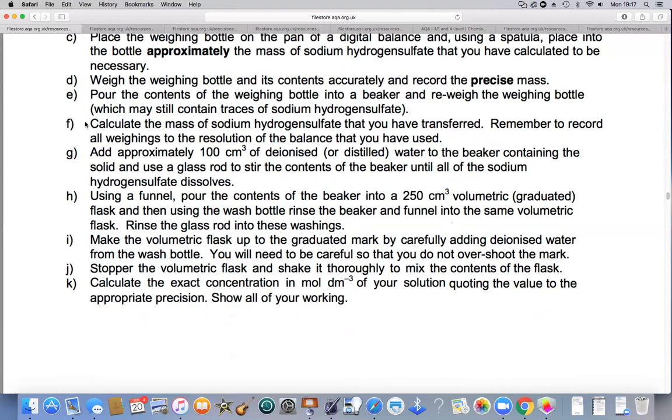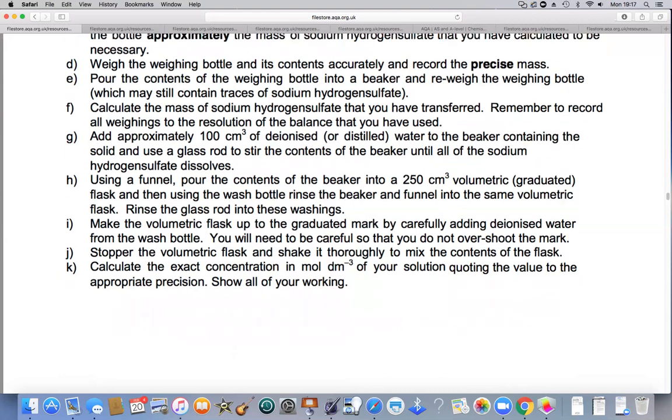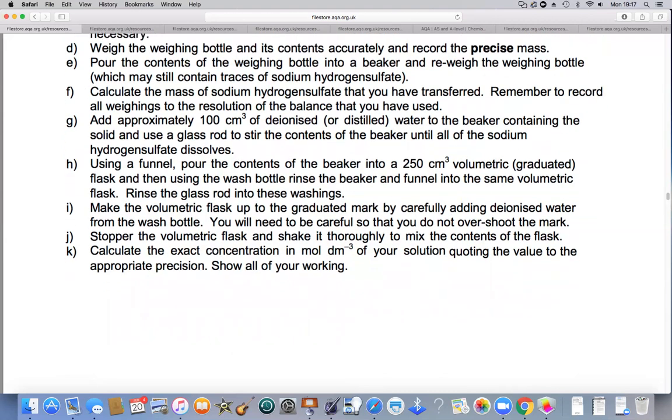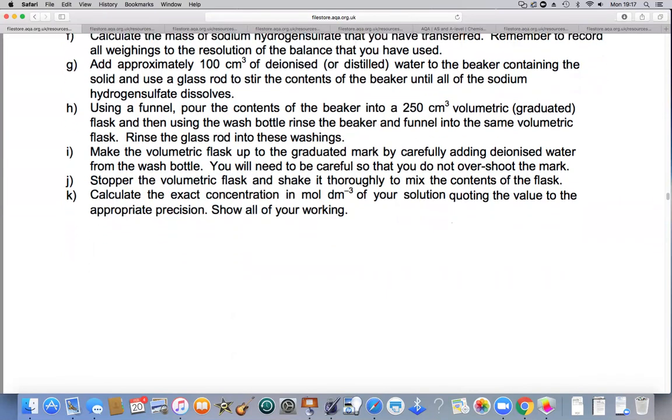This technique is known as determining the mass by difference. Now it says here you add distilled water. Because you're making up a 250 centimeter cube solution, adding 100 of deionized water is absolutely fine. The purpose of this is to dissolve the solid before you transfer it to your volumetric flask. If you don't think it's all dissolved and you need more than 100, that's fine, as long as you don't get too close to the 250 that you're trying to make it up to, because there's a danger that you'll overshoot your mark when you transfer it all to your volumetric.